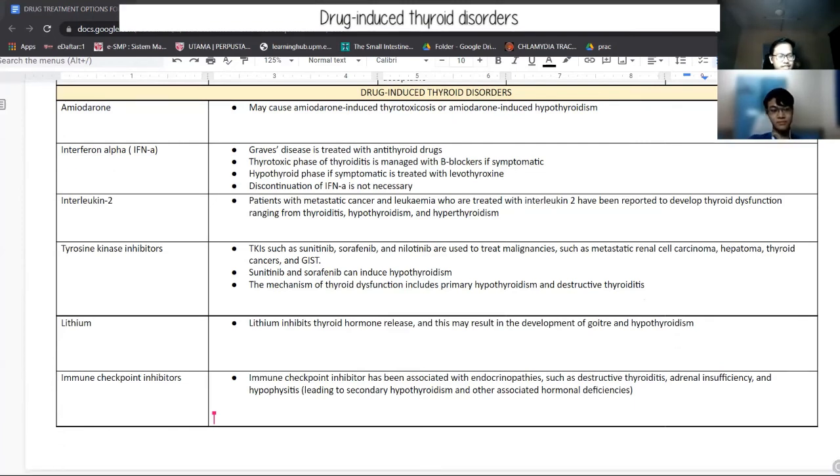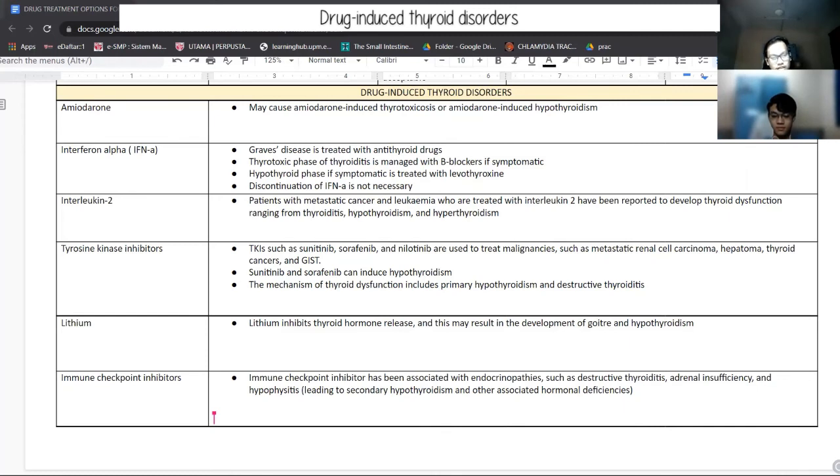Okay, David, thank you. So the next 3 drugs that can induce thyroid disorder. The first one is tyrosine kinase inhibitors, also known as TKI. The TKIs such as sunitinib, sorafenib, and nilotinib are used to treat malignancies such as metastatic renal cell carcinoma, hepatoma, thyroid cancer, and also GIST. But sunitinib and sorafenib can induce hypothyroidism, where the mechanism of thyroid dysfunction includes primary hypothyroidism and also disruptive thyroiditis.